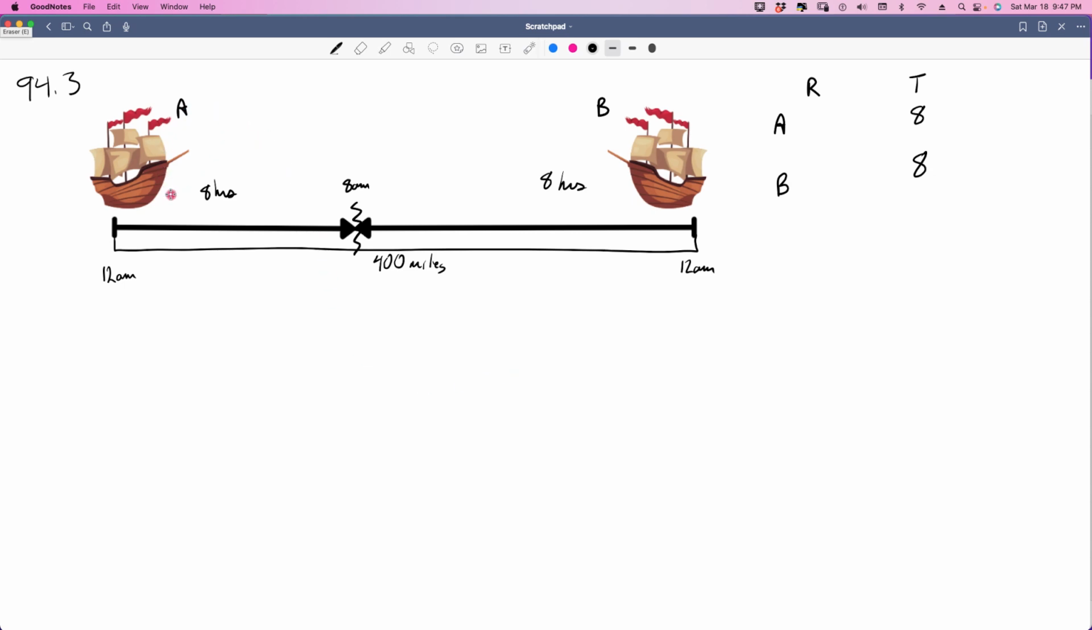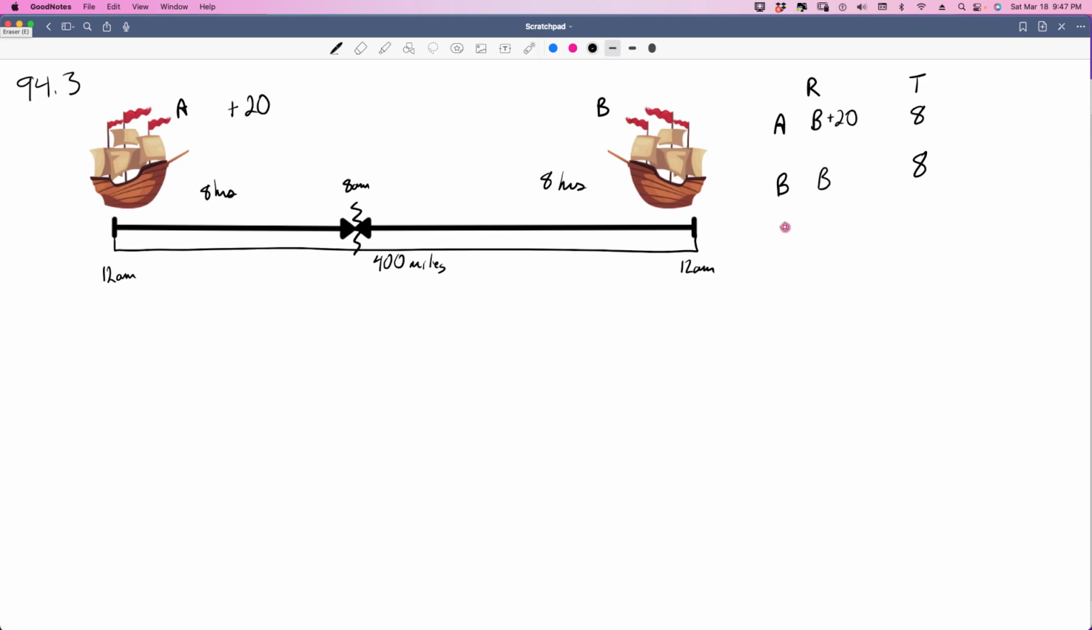So let's say that A was faster than B. We're just going to pretend we don't know. Let's say that A is plus 20 miles faster than B. So A is going to take B's rate. Let's say B plus 20. And then B is just B. All right, so A is going to be our faster boat. So that's what we're going to do.